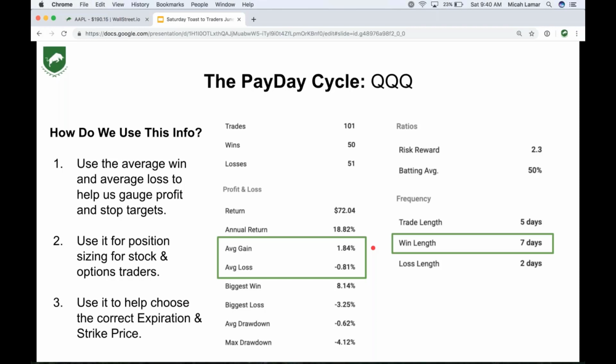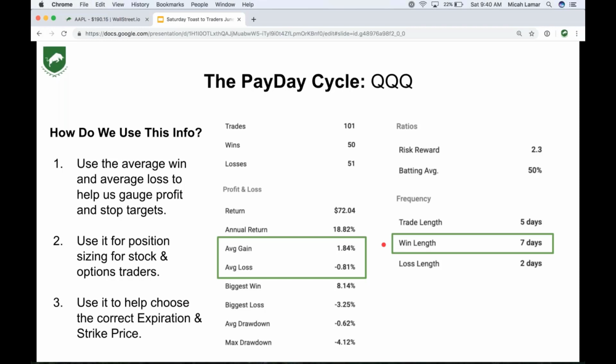This is really cool. Somebody asked about this earlier: to help choose the correct expiration and strike price. A good rule of thumb for expiration is to triple or quadruple the average length, which means if the average days is 7, 21 to 30 days should be more than enough time. Knowing that these cycles rarely last more than 10 days, you don't need to buy 6 months of time in your options to do a 7-day trade.